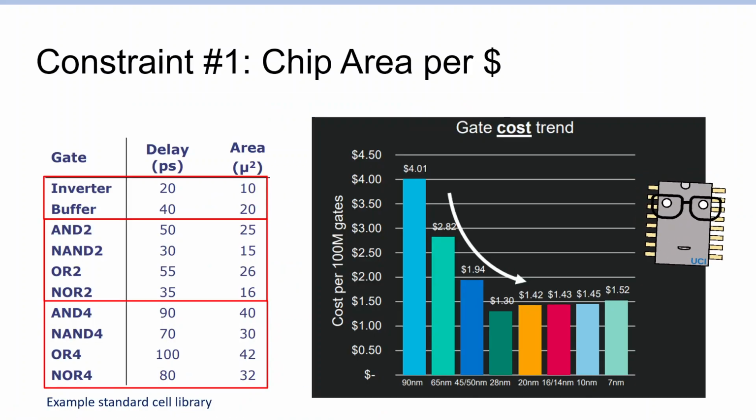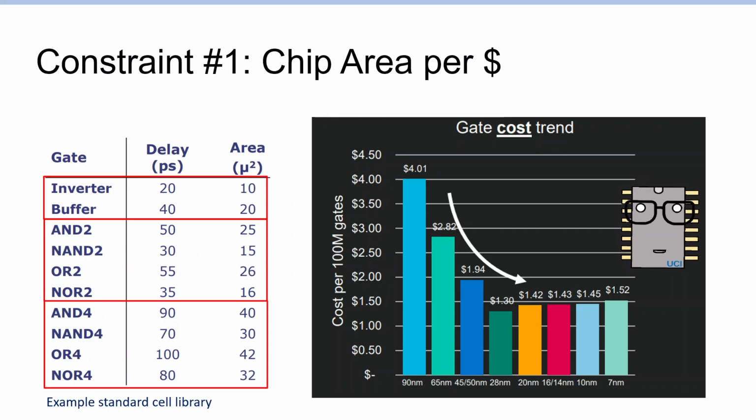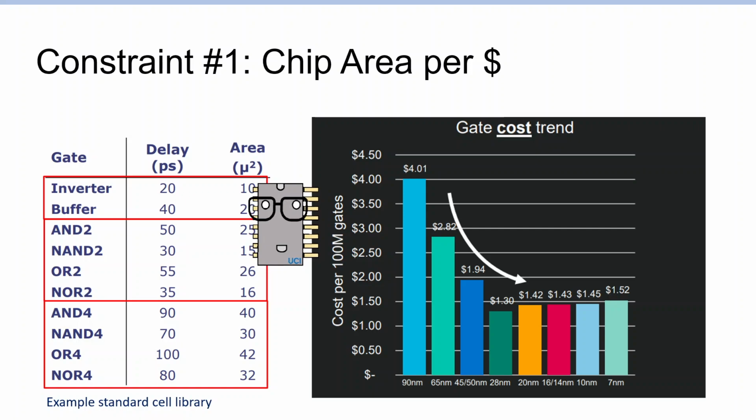This is better illustrated in this chart you see on the right, which I also found online. The x-axis represents the technology nodes spanning from larger nanometer sizes all the way to 7 nanometer sizes, and the y-axis is the cost per 100 million gates. You see that the cost per unit number of gates has been stagnating for a little while. And on the left is a table of an example standard cell library I showed in one of the previous lectures.